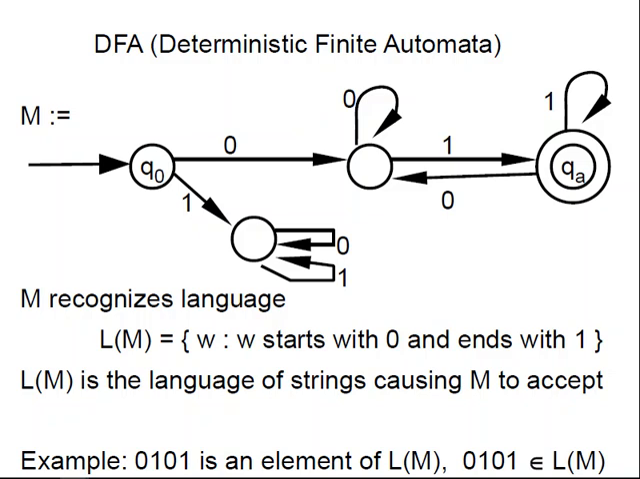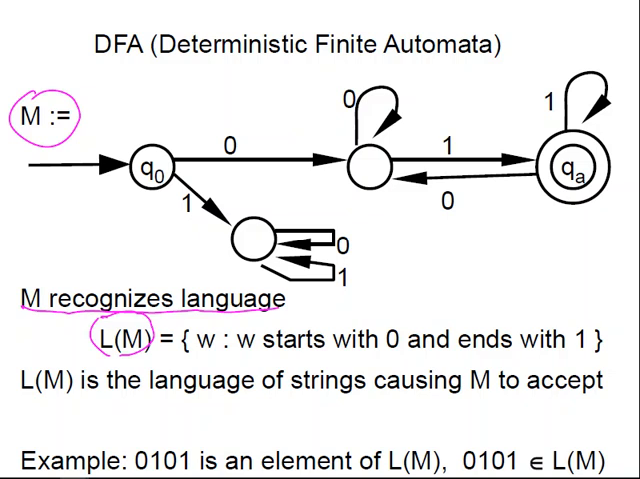So we're going to denote this DFA by M. Okay, so M is this DFA. And what strings are accepted by M? We're going to say that M recognizes the language L of M. L of M is the language of strings that cause M to accept. It is a set of strings, the strings that cause M to accept.